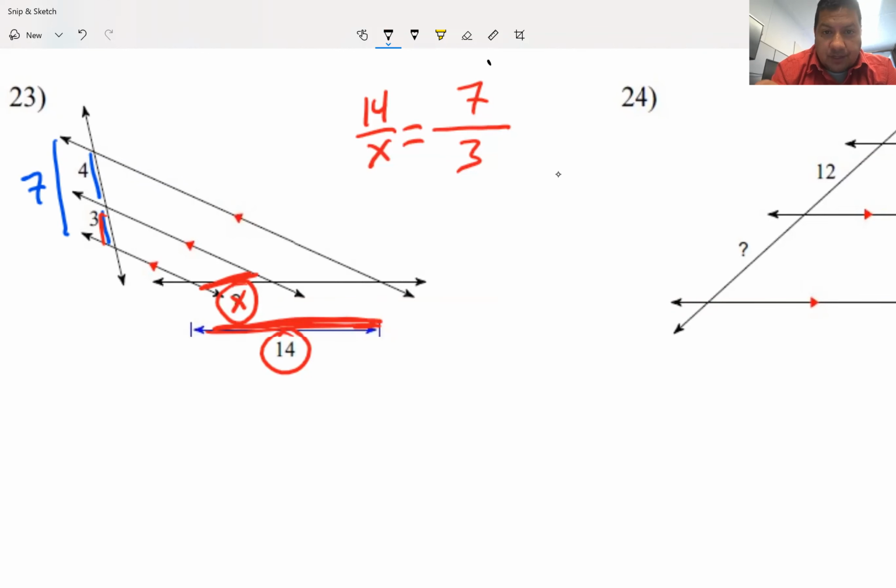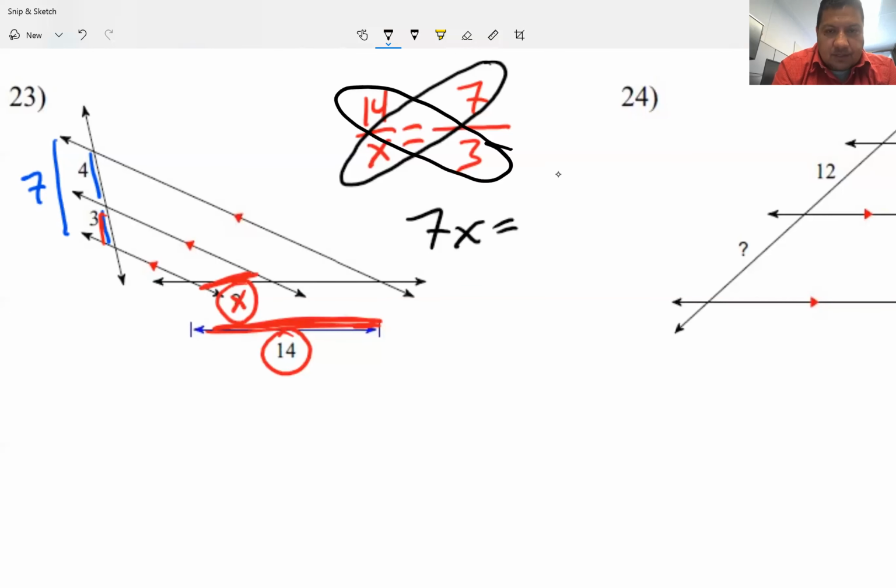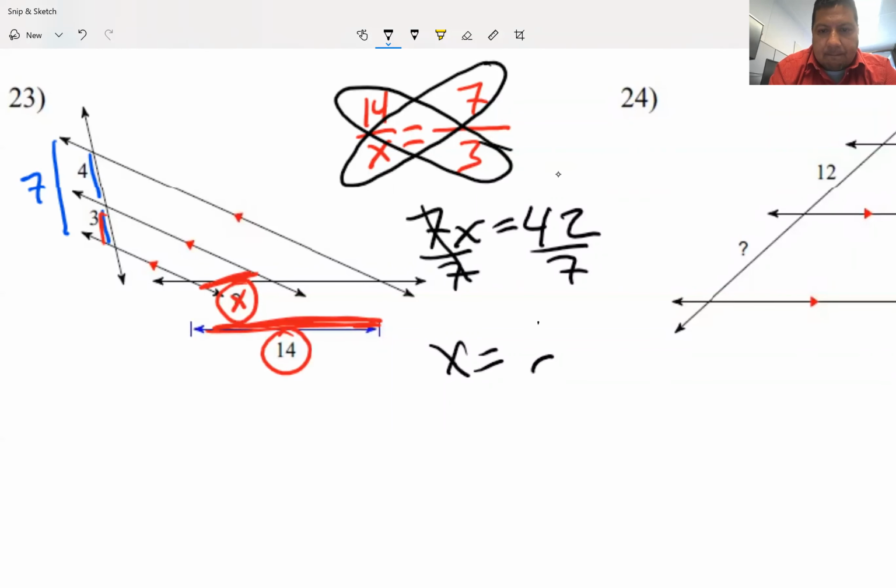Now when I cross multiply, I always start with the one side that has x. Here I go 7 times x. Well, that's 7x. 14 times 3, that's 42. Let me divide both sides by 7. So x equals 6. And I'm just going to type in the number 6.